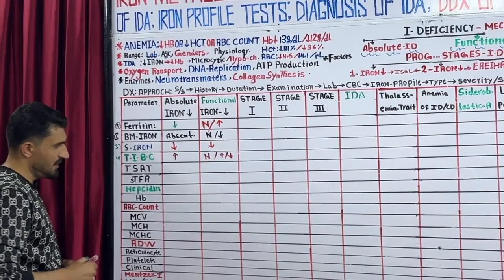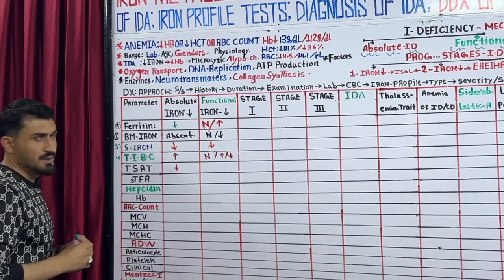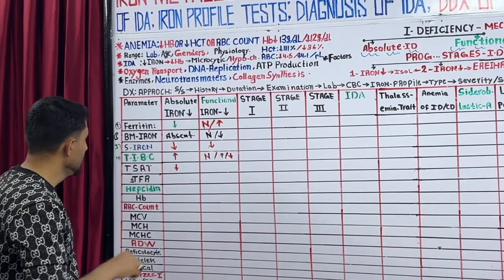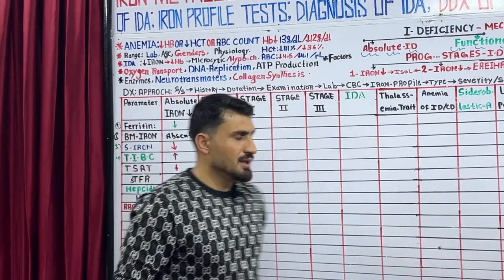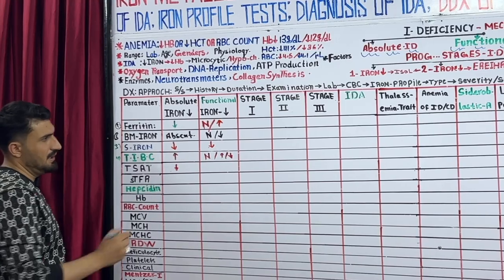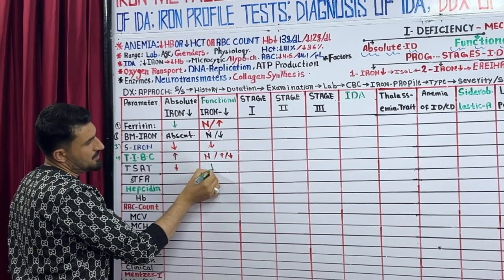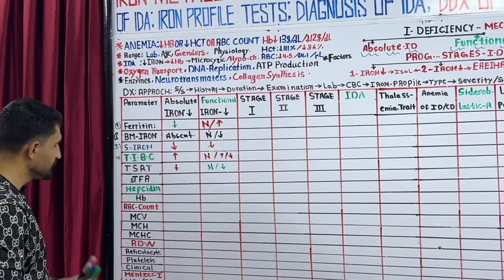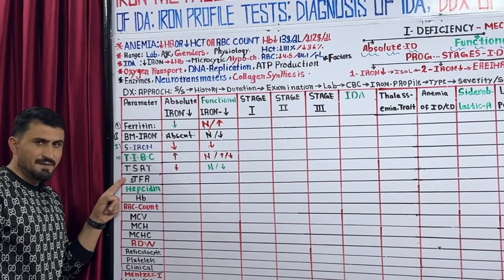But anyway, here transferrin saturation decreases. Why? Because I don't have enough iron to bind to the transferrin. And about the functional part, transferrin saturation might be normal or it might be decreased. Got it? Come here, this is about sTfR, soluble transferrin receptors.